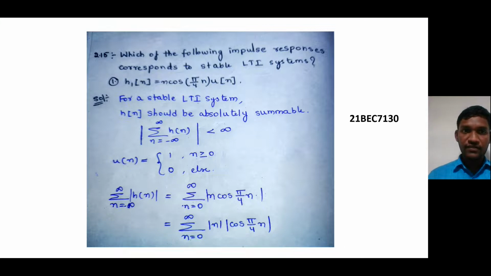In the question, the given impulse response is h1 of n equals n cos(pi by 4 n) u of n. As the time domain is n, we can say that the system is in discrete time. Given u of n means unit step function, we all know that. Wait, let me draw u of n. Sorry, I have drawn continuous time.